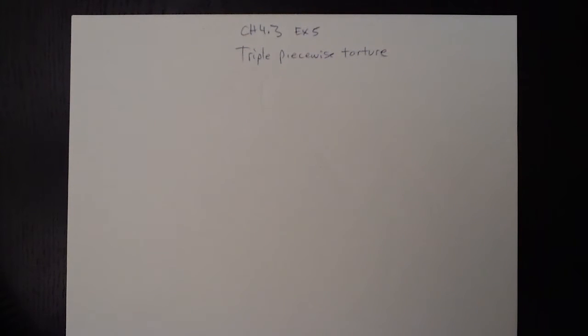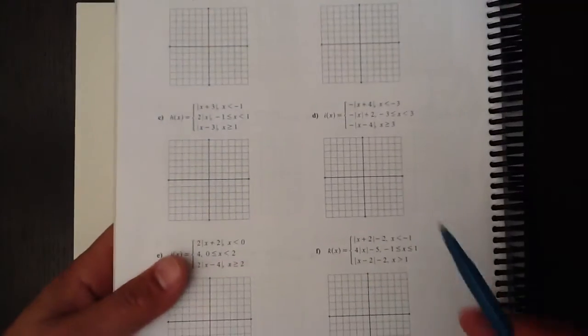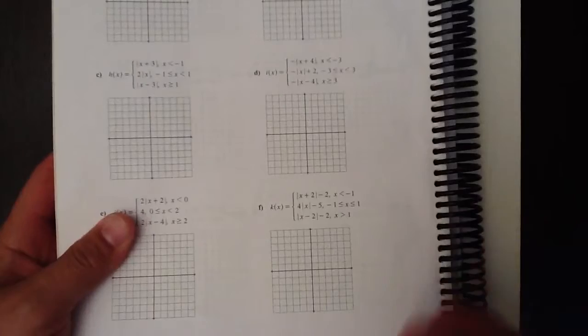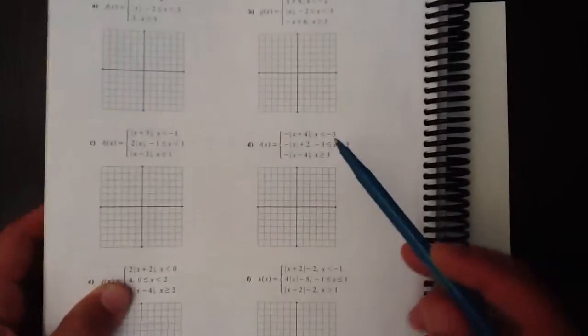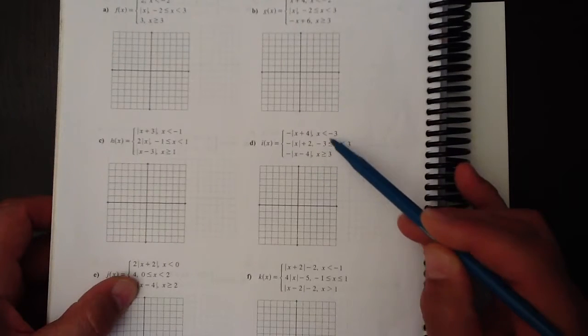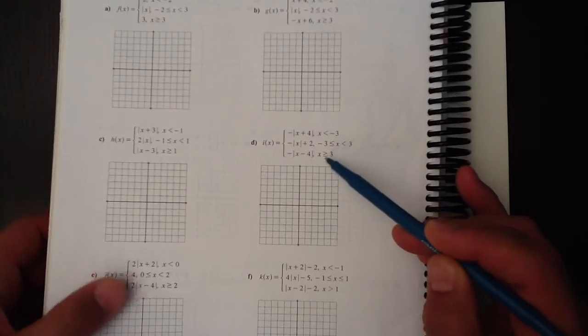Yeah, this is a little piece I like to call triple piecewise torture, exercise 5 on 4.3. On this one here it says graph each piecewise function once again, and they're just trying to be clever, but really this function here, I of x, with these three different absolute value functions and three different ranges, is just supposed to really make you hate math, I suppose.